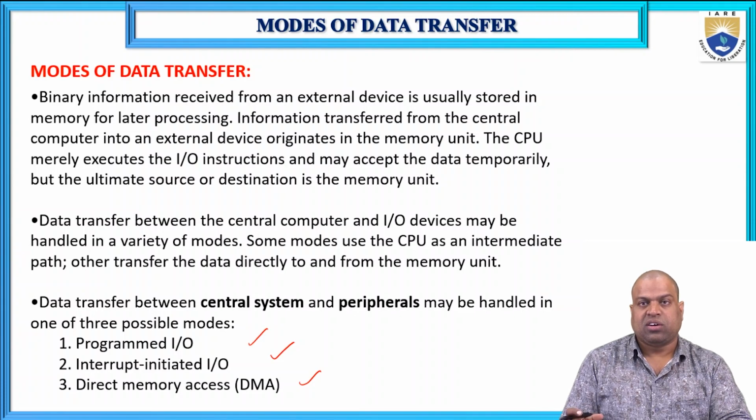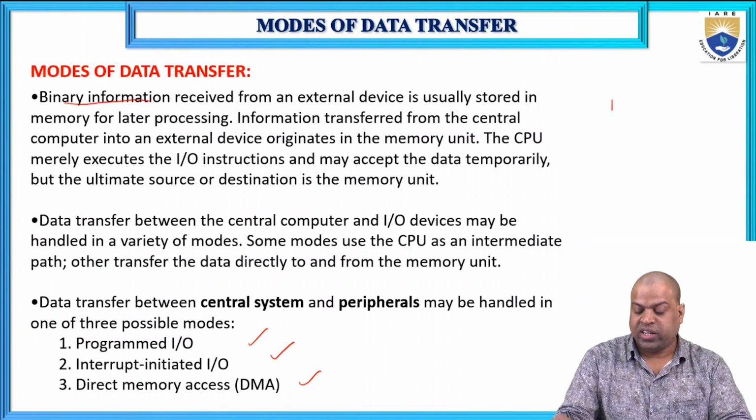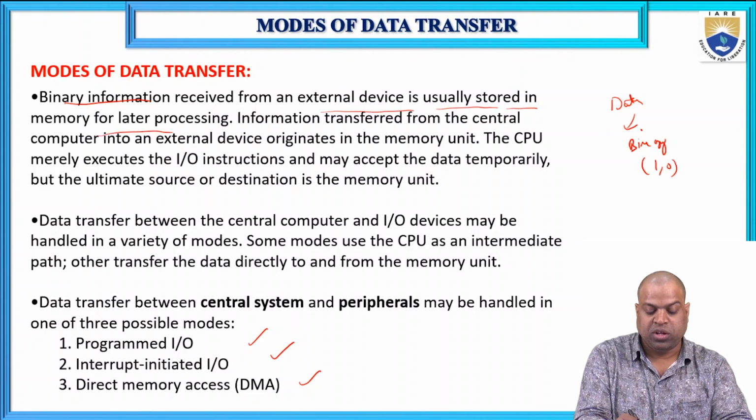So the data, how we are transferring from source to destination, what are the techniques, what are the modes of data transferring is the important one. Binary information, the data is always in the form of binary only. Data is nothing but the form of ones and zeros. The external device is usually stored in memory for later processing.